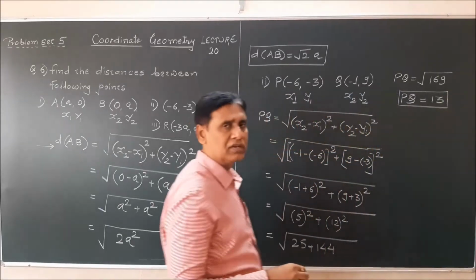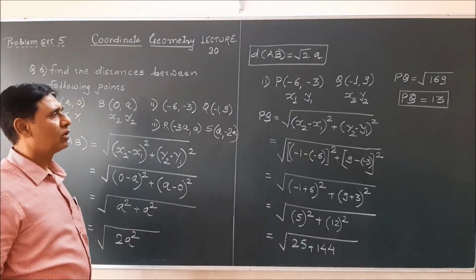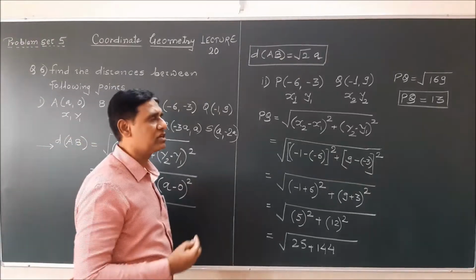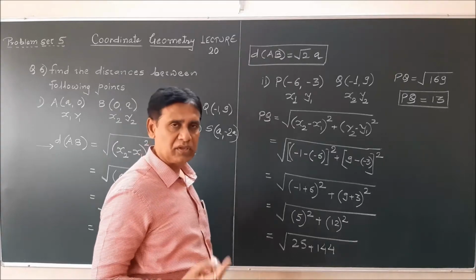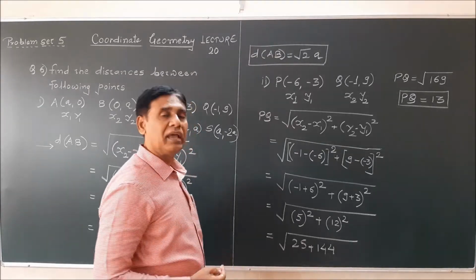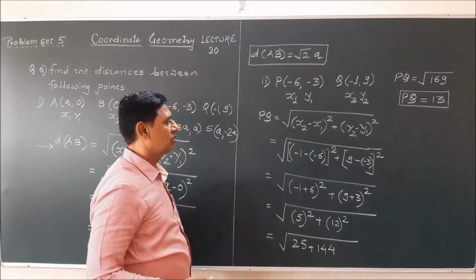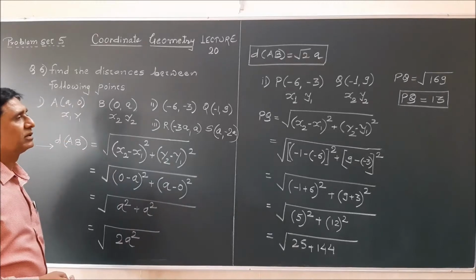So this is how, dear students, you label the coordinates of the first point as x1, y1, coordinates of the second point as x2, y2, and then we find out distance PQ by distance formula, (x2 minus x1) the whole square plus (y2 minus y1) the whole square. We substitute the values and we obtain the answer.